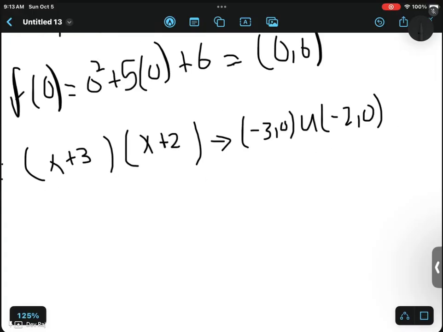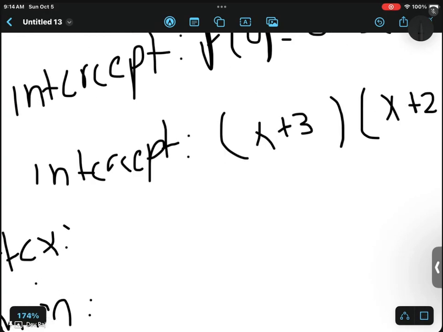Because remember, this is just like saying x plus 2 equals 0. And if you want to get x alone, we have to do minus 2, which means x is equal to negative 2. Are we clear on that? I just want to make sure, you know? And then remember, vertex is always the middle. So in this case, it'd be this.